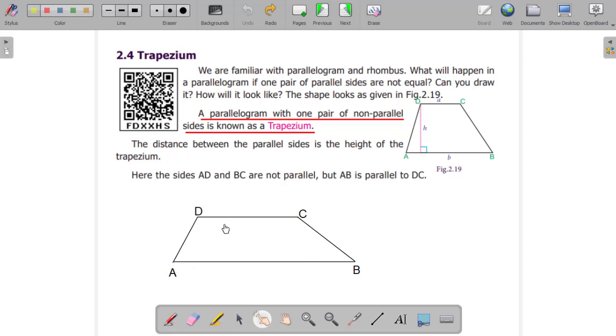The sides AB and DC are parallel. At the same time, AD and BC are not parallel. Okay, this is a trapezium. Any four-sided closed shape is known as a quadrilateral. So a trapezium also belongs to the quadrilateral family.